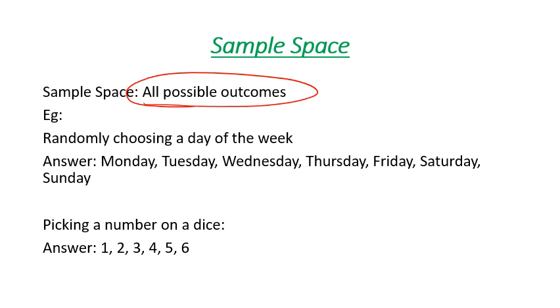So if we're looking at the question of randomly choosing a day of the week, the answer is going to be every single day of that week, because that's the sample space, that's our options. If we're picking a number on a regular six-sided dice, the answer is going to be all the numbers, 1, 2, 3, 4, 5, 6, because they are all of the options that we've got. So sample space means all the possible outcomes.